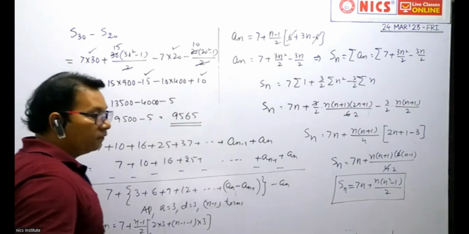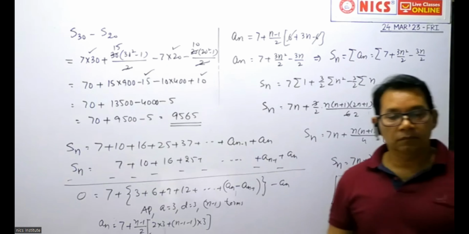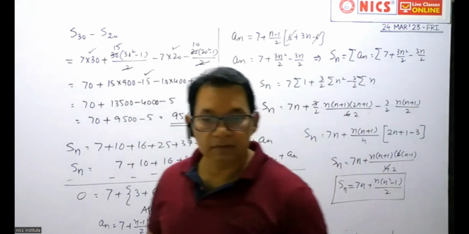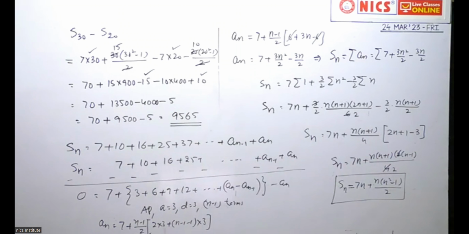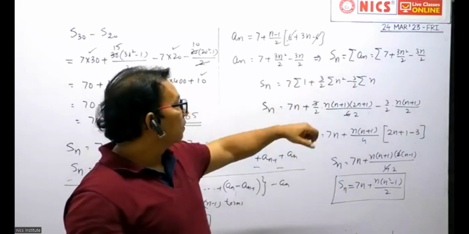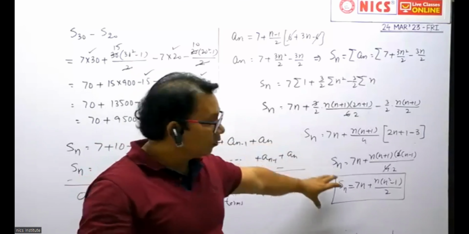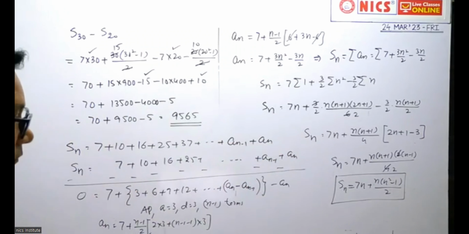Answer was 9565. Yes, Malaika, this is the answer. First, we converted into form by method of difference, found the nth term. From the nth term, we got the sum. The sum we simplified, reduced it to a simple formula, and then substituted the values.